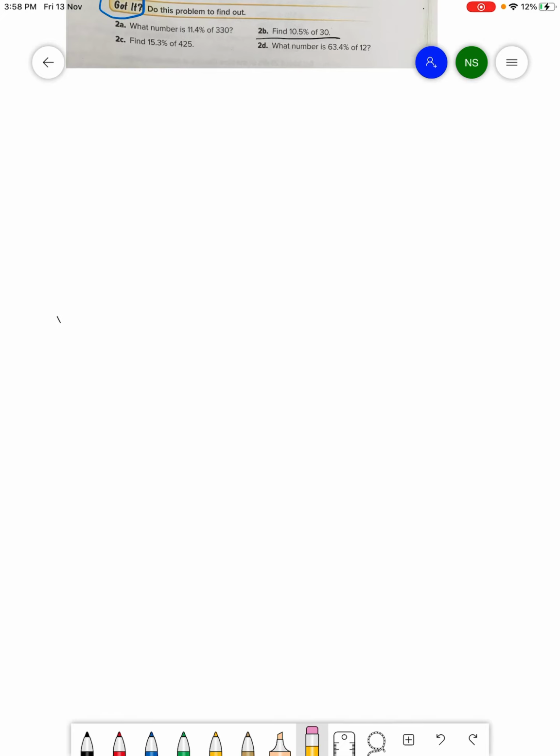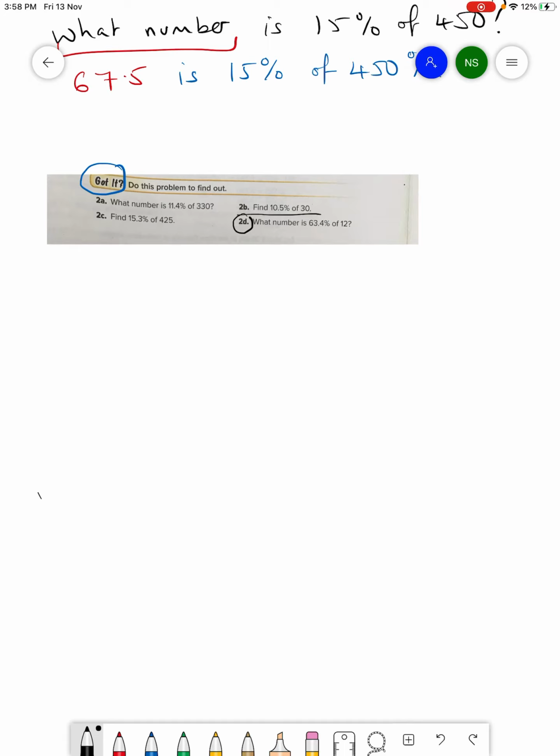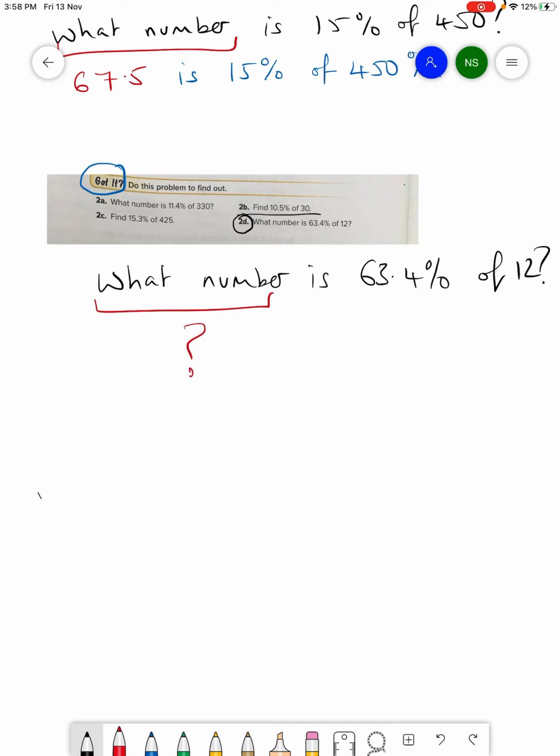What number is 63.4% of 12? Every time it's the same. What number is my question mark? Is equals 63.4%. Don't forget that. If there's a mistake somebody's going to make, it's to forget to write this as 1 over 100. Of is times, and then you have 12.